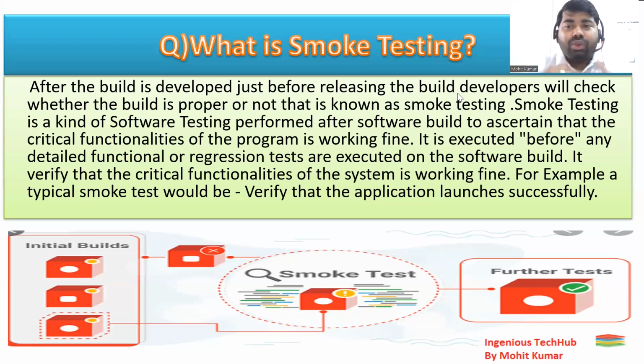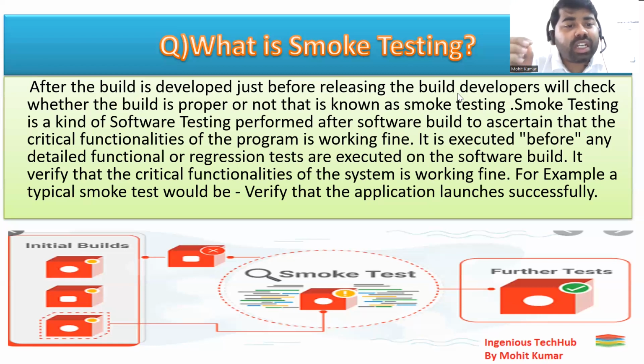Okay, so let me explain this by theory. After the build is developed, just before releasing the build, we check whether the build is proper or not. If we are getting some error on the build side itself, then how can we test it? That is known as smoke testing.